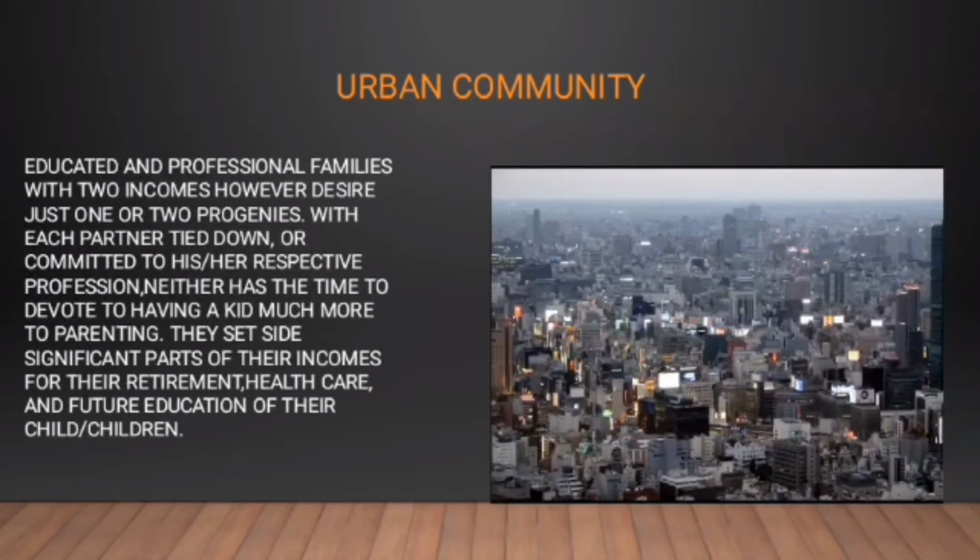Next, the urban community. Educated and professional families with two incomes or heavy desires have just one or two progenies, with each partner tied down or committed to his or her respective profession. Neither has the time to devote to having a kid, much more to parenting. They set aside significant parts of their income for their retirement, health care, and future education of their child or children.